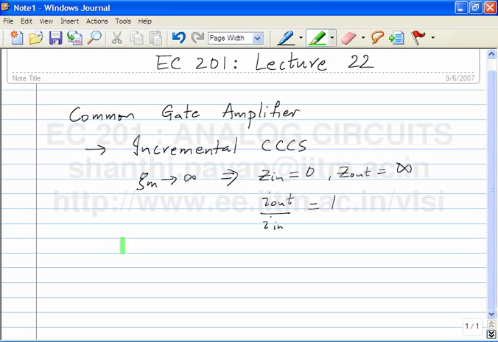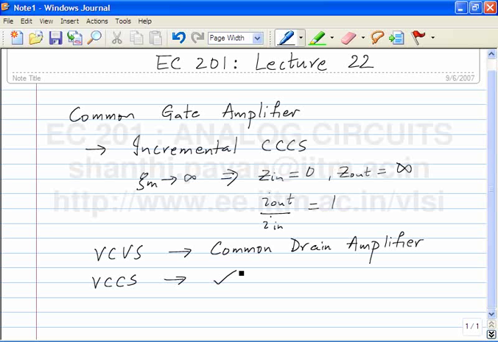We have seen the voltage controlled voltage source, the VCVS. Have you seen this? This is the common drain amplifier. The voltage controlled current source we have also seen. The current controlled current source is the common gate amplifier. What did we call the VCCS? We called it the transadmittance or the transconductance amplifier.